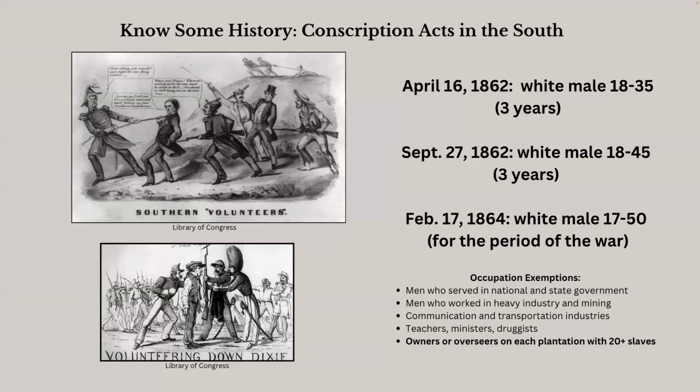And do you know what your ancestors' occupation was? Because there were exemptions for your occupation. So if you can't find your ancestor, it might be because of their occupation. These are the people who were exempted from service. You served in the national and state government. If you worked in heavy industry and mining, if you worked in communication and transportation industries like the railroad, teachers, ministers, druggists, and look at this one, owners or overseers on each plantation with 20 plus slaves.